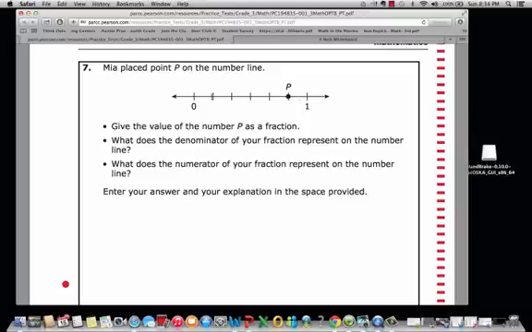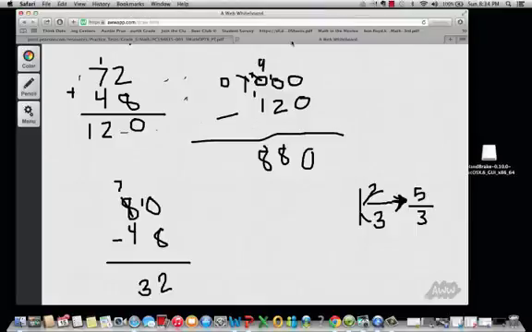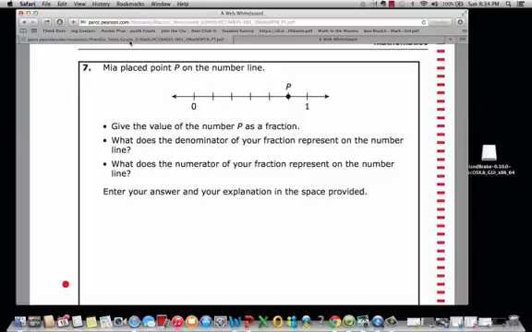P sits at the 1st, 2nd, 3rd, 4th, 5th, 6th. So P would equal 5 over 6. There we go. 5 out of 6. In this case, they wanted to know what the denominator represented and the numerator. The denominator represents the total number of pieces that the line is split into, or the total number of segments between 0 and 1. The numerator represented where on the line P was sitting.